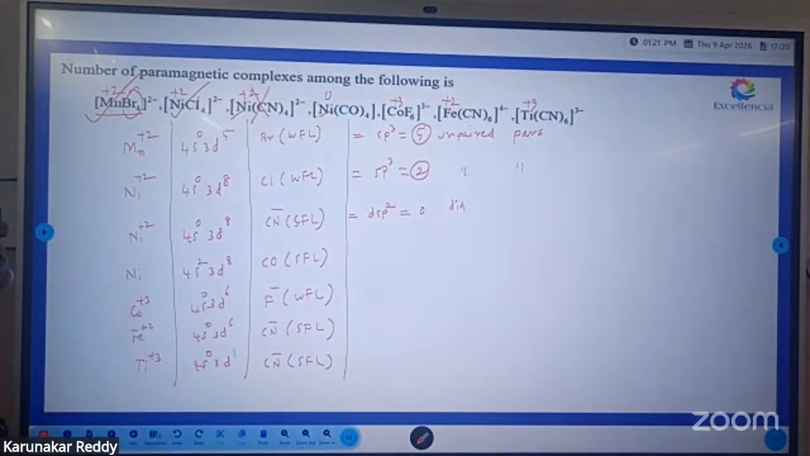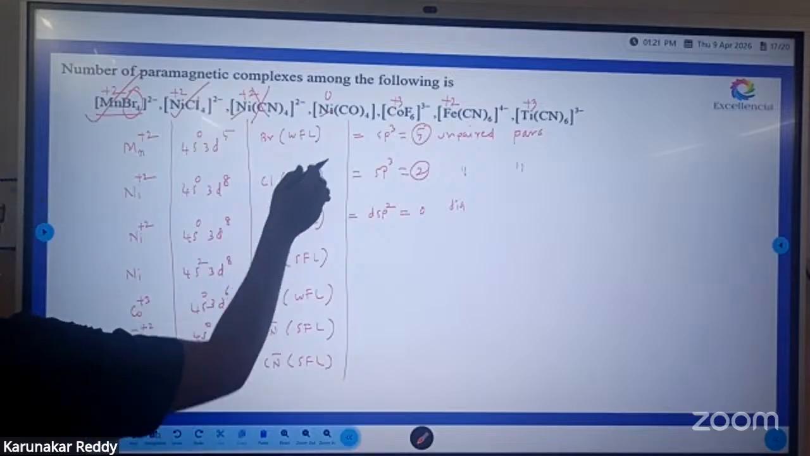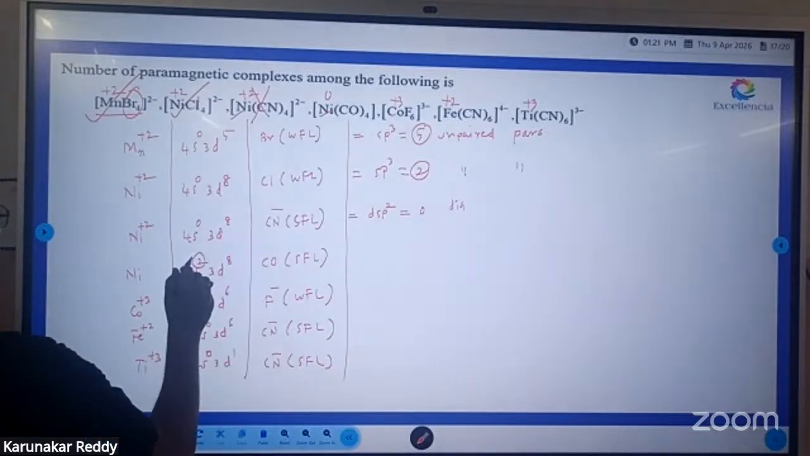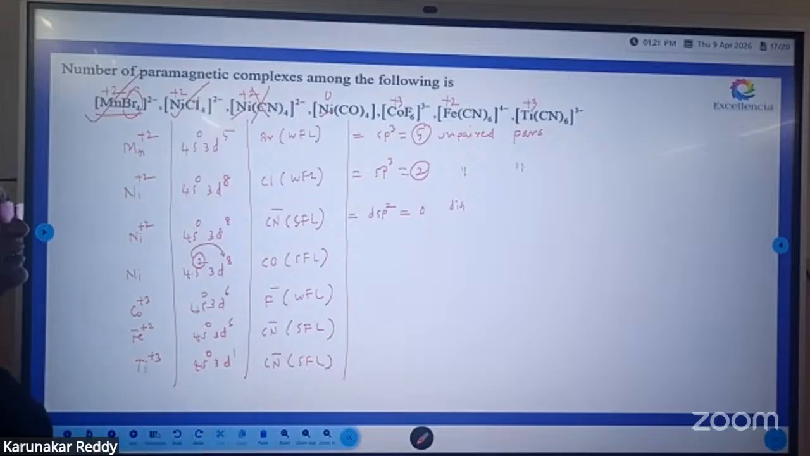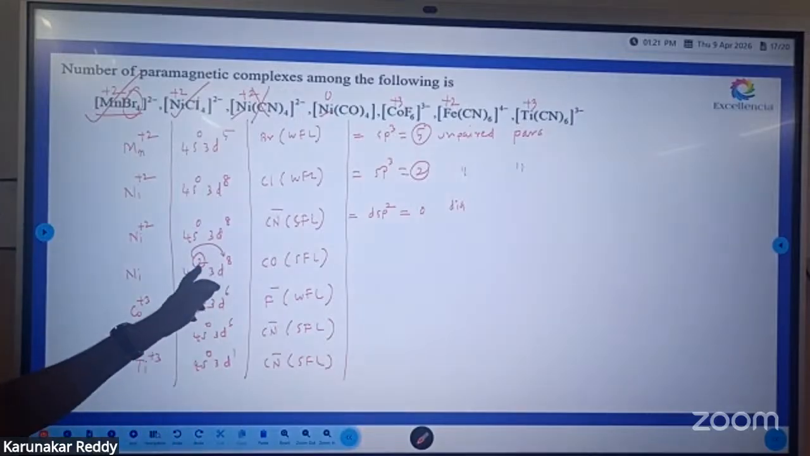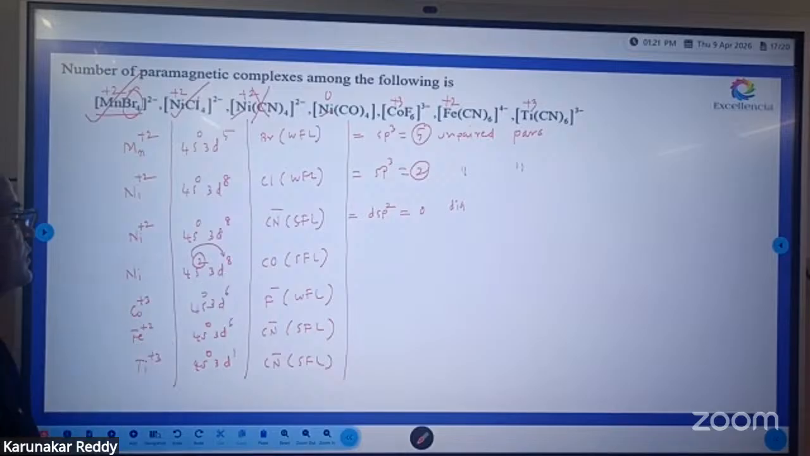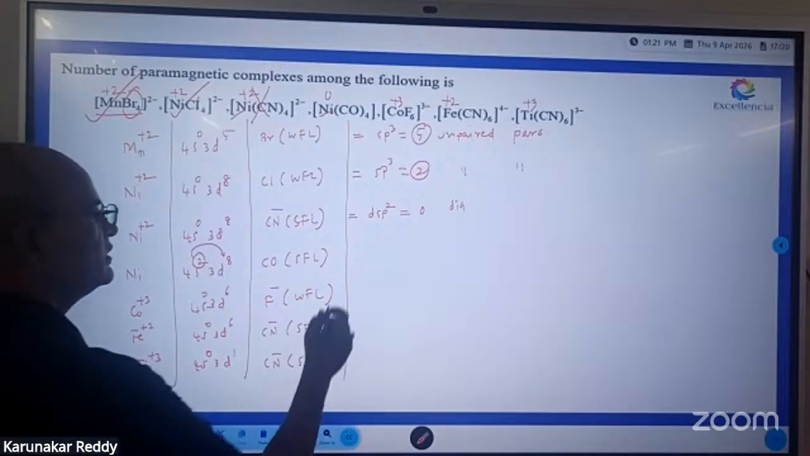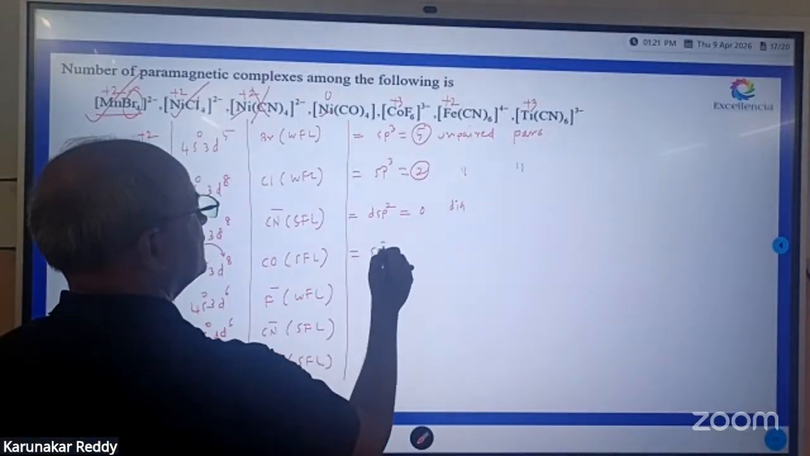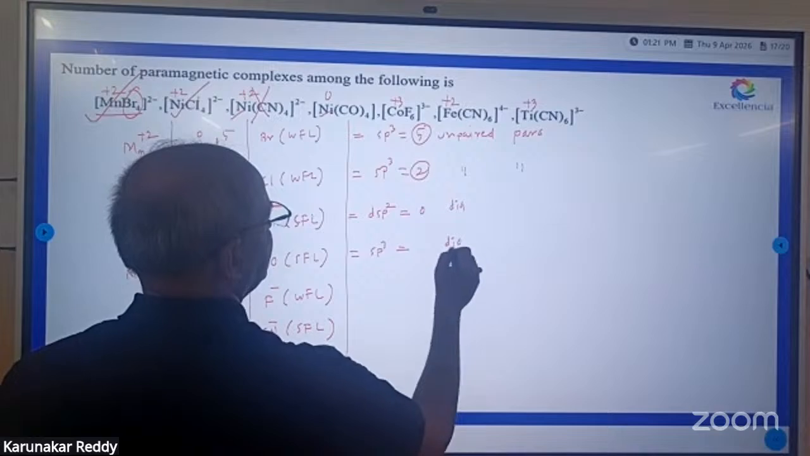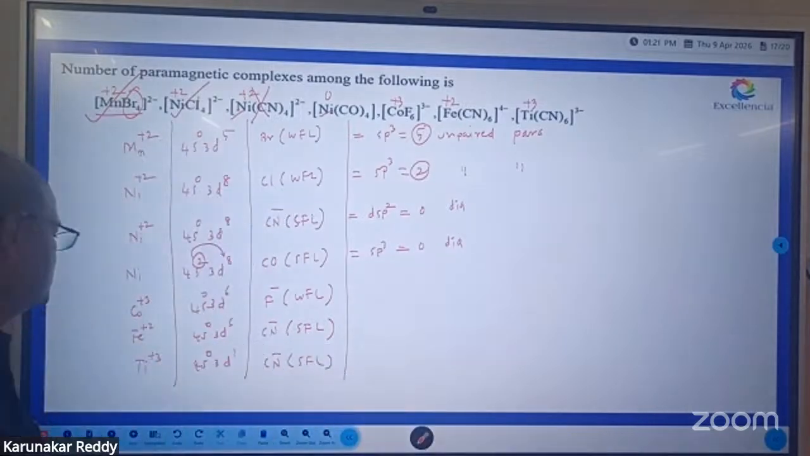Then Ni plus CO, once the carbon monoxide ligands approach the nickel to form Ni(CO)4, these two electrons will be rearranged into the 3d. So the configuration became 3d10. The hybridization is sp3, tetrahedral, diamagnetic, no unpaired electrons.